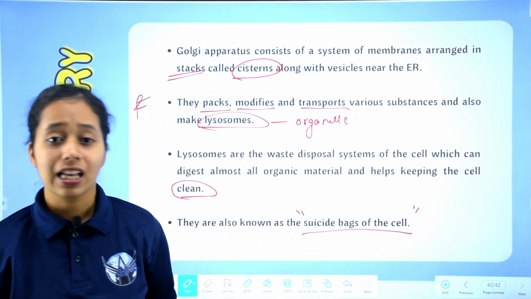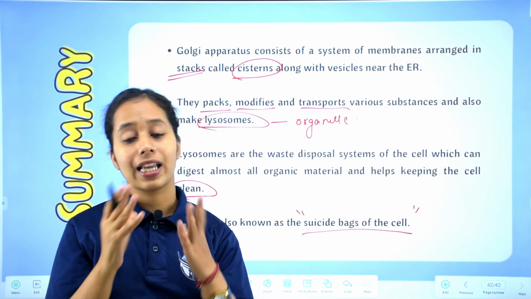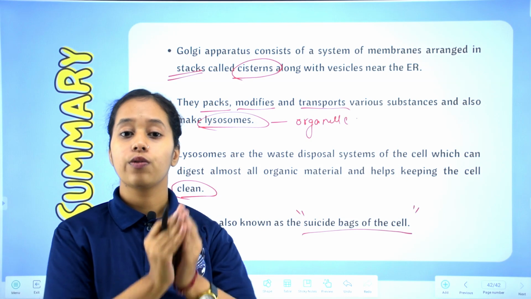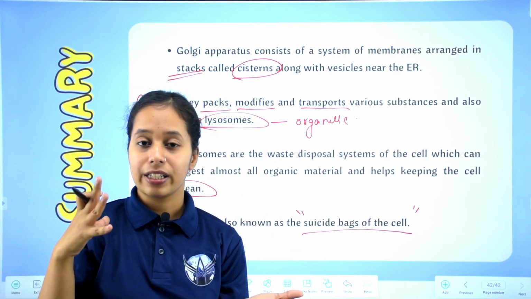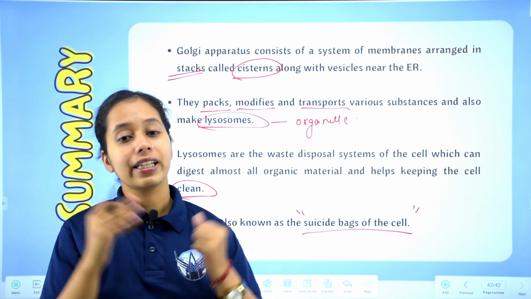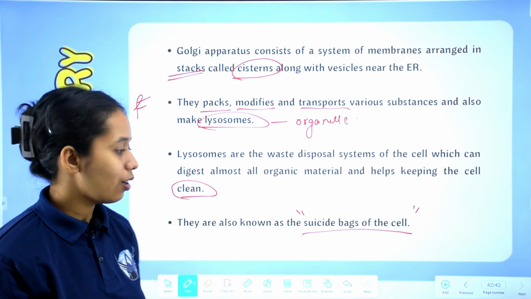Why suicide bags? Because it's like a suicide mission. If the cell metabolism gets disturbed, the lysosome will burst, and the digestive enzymes will fill up the cytoplasm. As a result, the parent cell will be eaten up, will be digested. That is why it is known as the suicide bag of the cell.